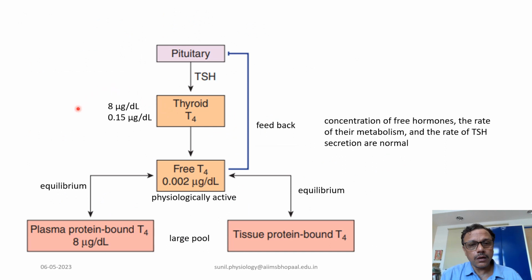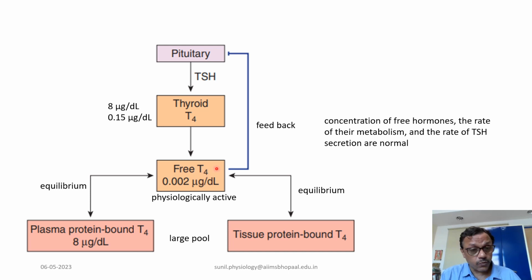The amount of T4 is 8 microgram per deciliter and T3 is 0.15. Now it is the amount of free T3 and T4 that gives feedback to the pituitary gland as well as the thyroid gland for the production of T3 and T4. So the free level of hormone T3 and T4 regulates, and not the bound form of T3 and T4.